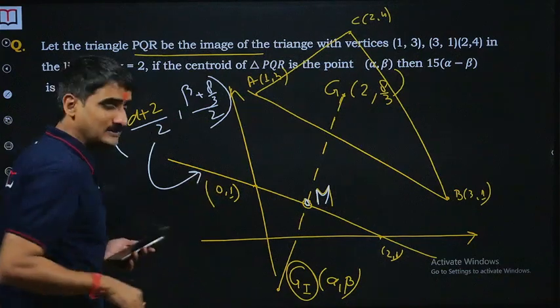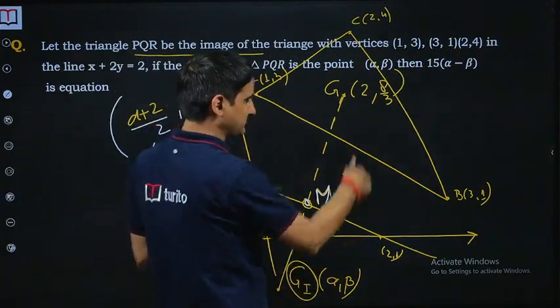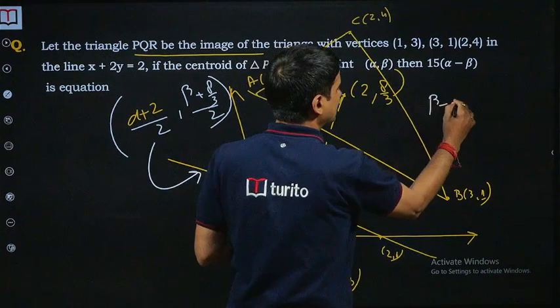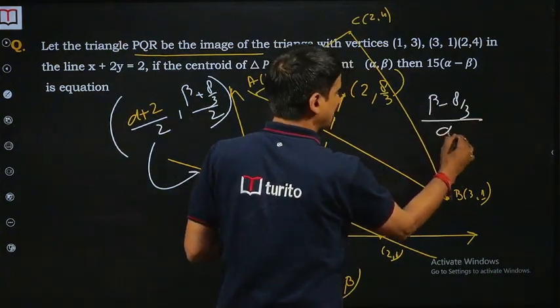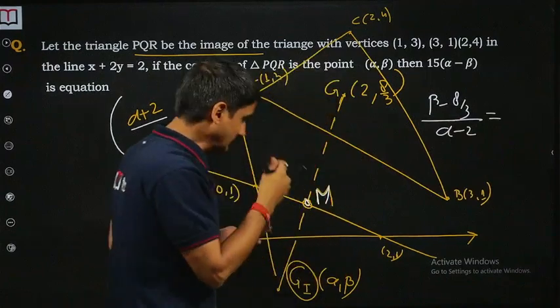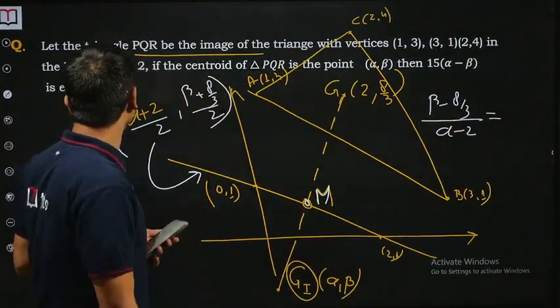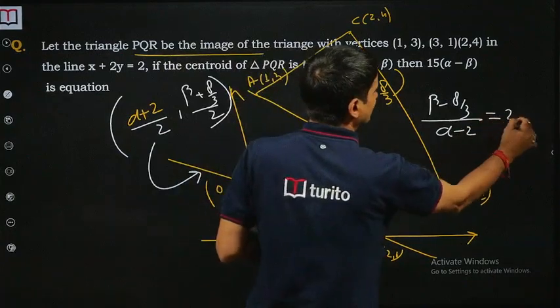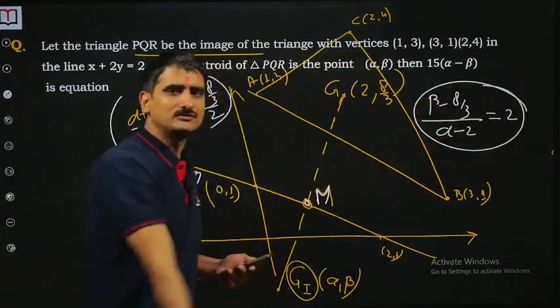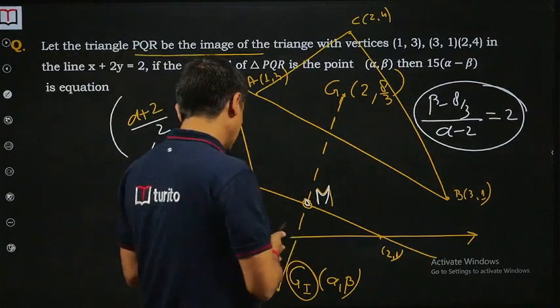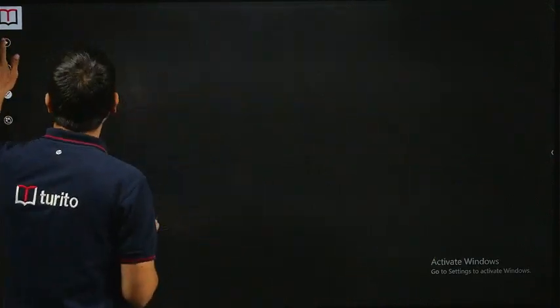So it will satisfy the equation of the line, and the second relation is the slope form. So (beta - 8/3)/(alpha - 2), that is (y2 - y1)/(x2 - x1), is the slope, and the slope of the line is, what is it? It's minus half, so it's 2 here, that's it. Two equations, two unknowns, you solve, you get alpha and beta here. So that's what we get here. So moving to the next one.